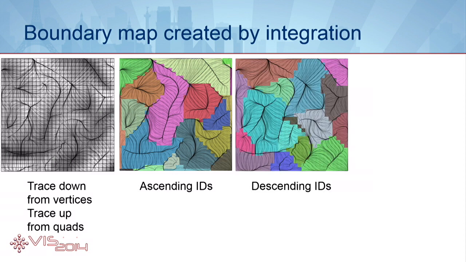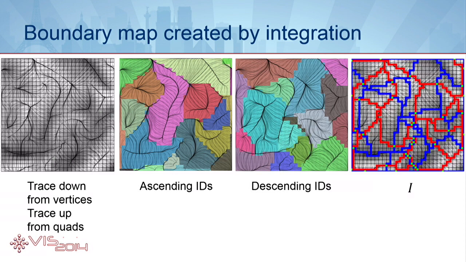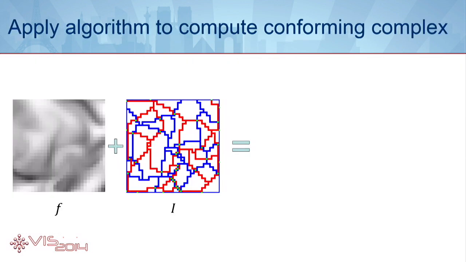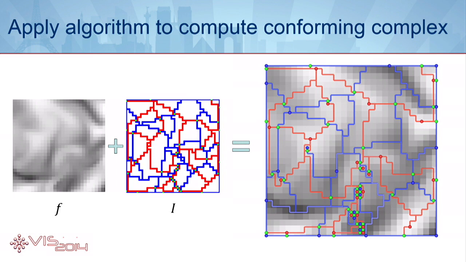That gives us ascending IDs and descending IDs, and we combine these two with the previous technique to generate a label map. And now I just apply my conforming gradient algorithm given the function plus this label map, and it produces a Morse Smale complex that I can do all your standard things with, like simplify.